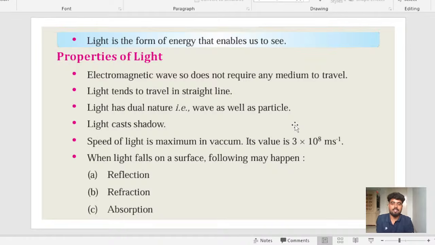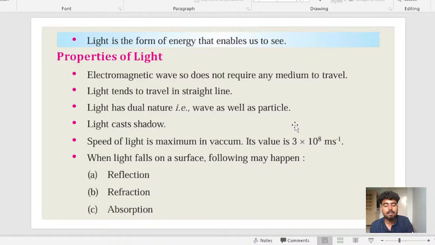Okay, we'll start with the chapter. Light is a form of energy, and then we want to know about the properties of light. What are the properties of light? Electromagnetic wave. Light is also known as electromagnetic wave because it consists of both electric field and magnetic field. And then light travels in a straight line. Next, what is the speed of light? The speed of light is maximum in vacuum. The value is 3 into 10 power 8 meter per second.